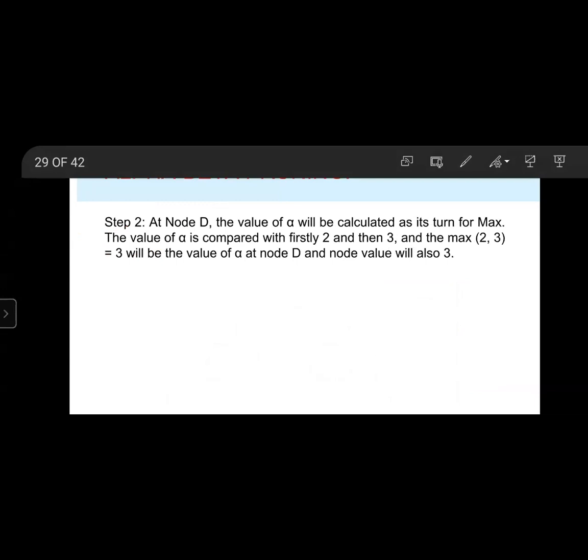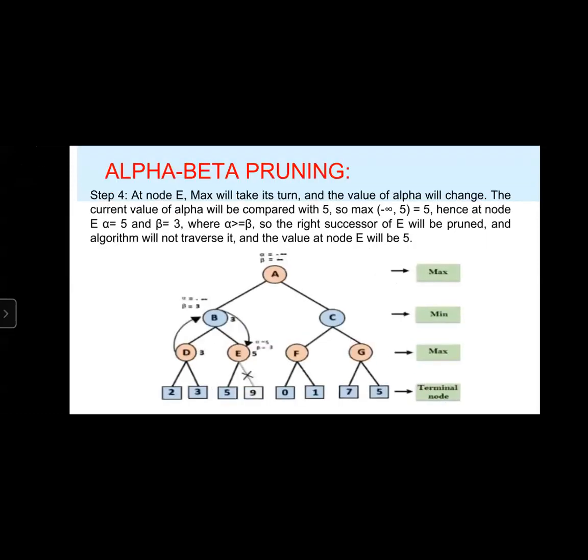In step 2, at node D, the value of alpha will be calculated as it is the turn of max. Here, the value of alpha is compared with firstly 2 and then 3, and the max of 2, 3 equals 3. This will be the value of alpha at node D, and the node value will also be 3. And next, step 3.